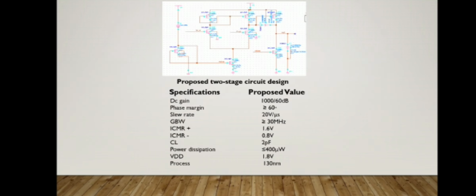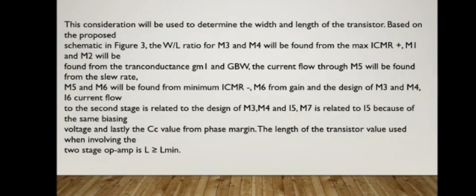Here is a small block diagram of it, and there are specifications and proposed values for the diagram. These considerations will be used to determine the width and the length of the transistors based on the proposed values. Here the ratio of M3 and M4 will be found from the maximum ICMR, and M5 and M6 will be found from the minimum ICMR. M1 and M2 will be found from the transconductance, M5 from the slew rate, and M6 from the gain.